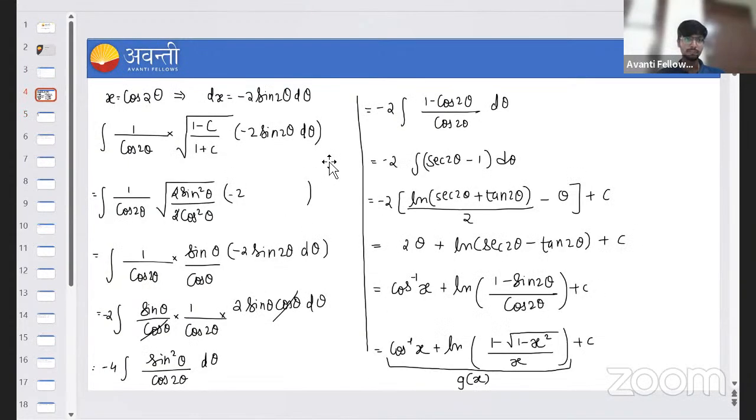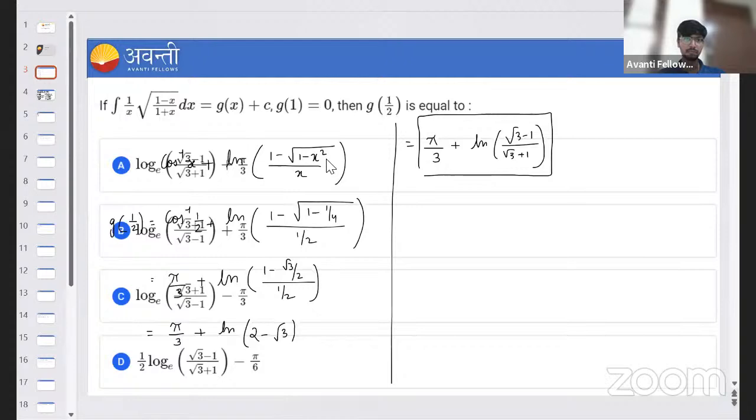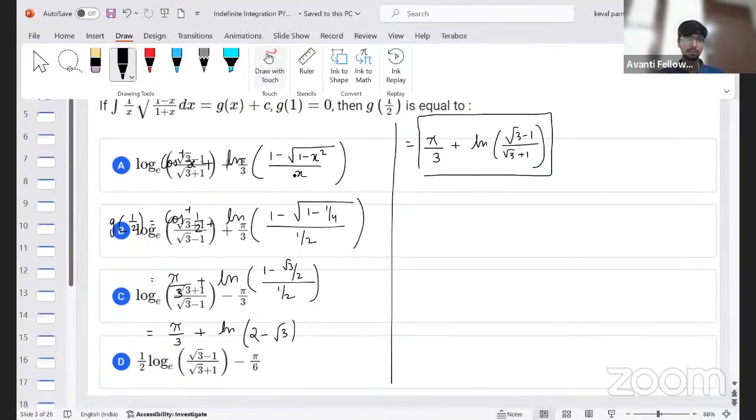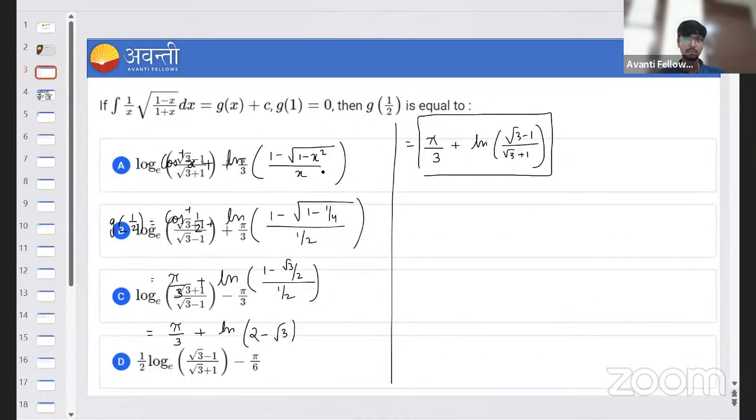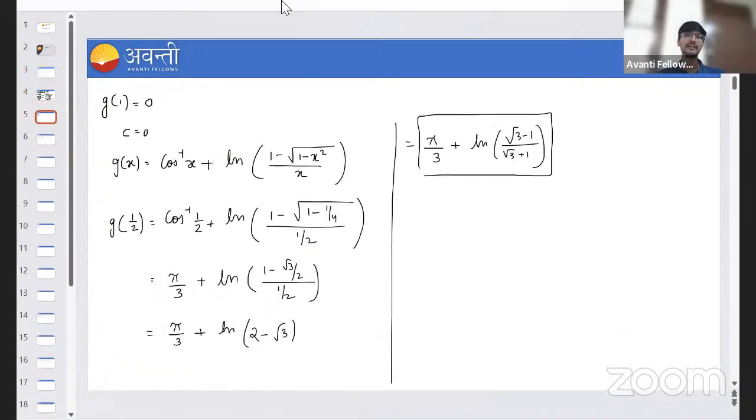So which option is it? It is option A. So option A is the correct answer. Option A. Got it? Let's move on to the next question.